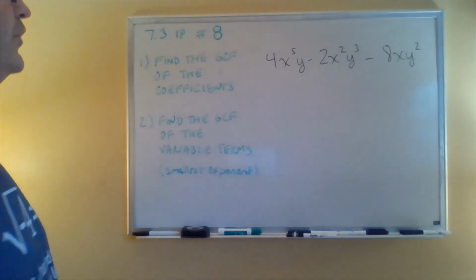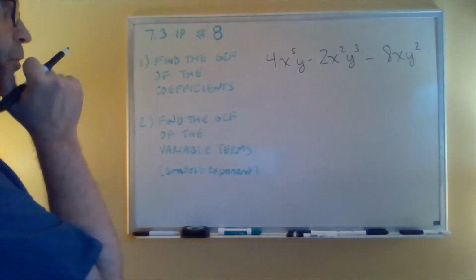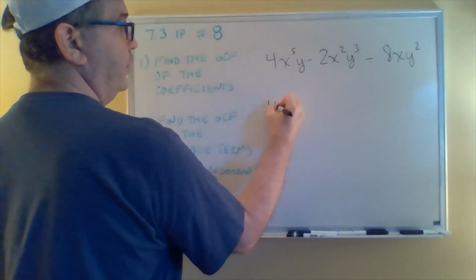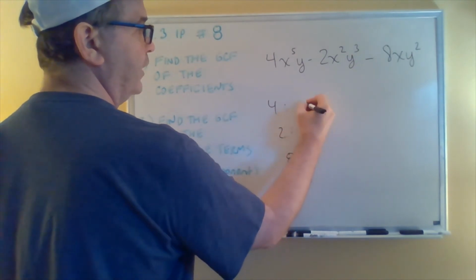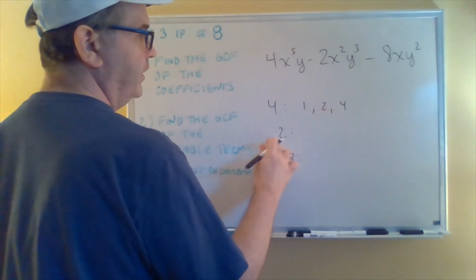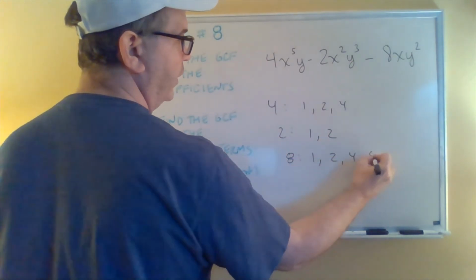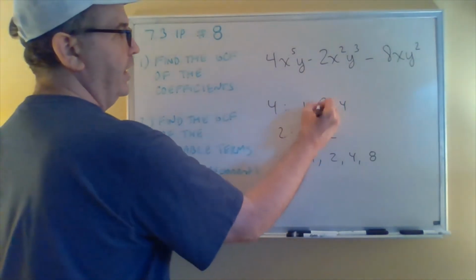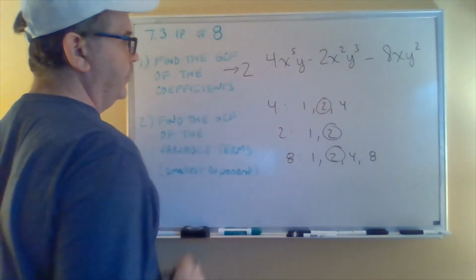Here's number 8, 4x to the 5th power times y minus 2x squared y cubed minus 8xy squared. We need to find the greatest common factor of this expression. We'll start by looking at the coefficient. That's step 1. So our coefficients are 4, 2, and 8. We'll look at the factors of each term. Factors of 4 are 1, 2, and 4. Factors of 2 are just 1 and 2. Our factors of 8 are 1, 2, 4, and 8. So we're looking for the largest number that appears on all three lists, and that would be our number 2 there. So we know the coefficient of our GCF is going to be 2.